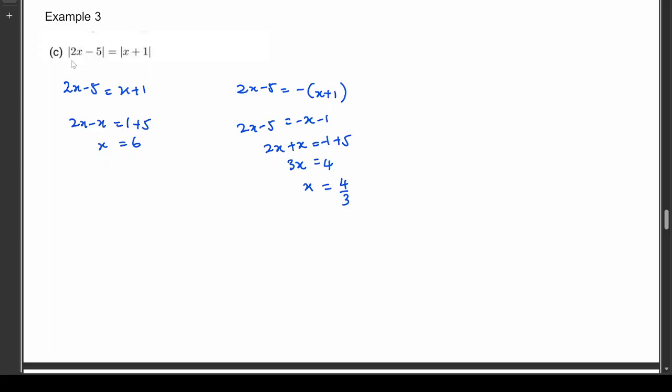Now this one you don't need to sub in the value and check because they are both side modulus. So they're both side positive. Again, you only check when you have modulus equal to something, right? So 6 and 4 over 3.